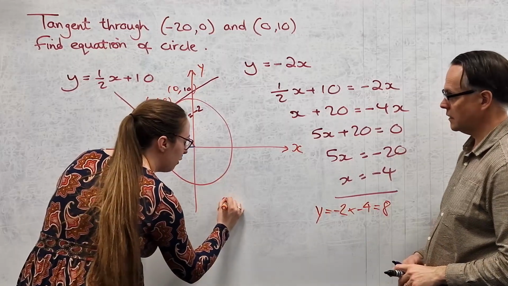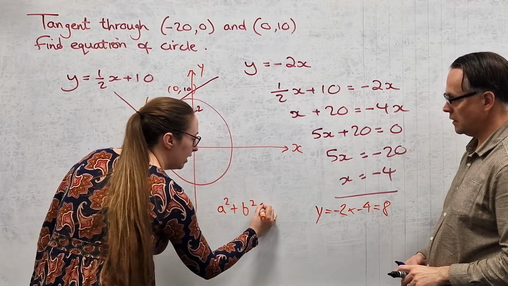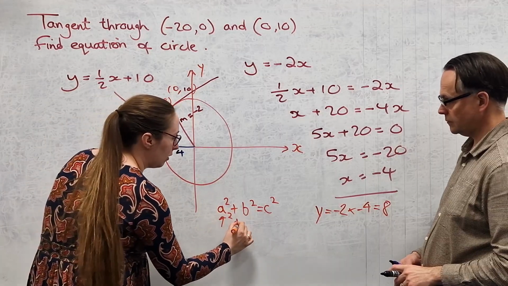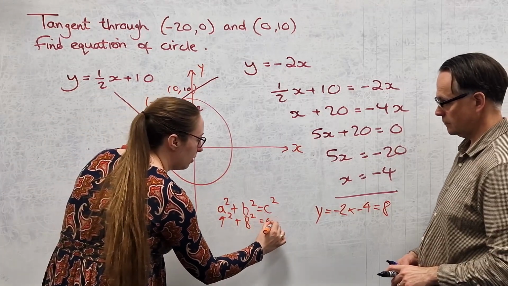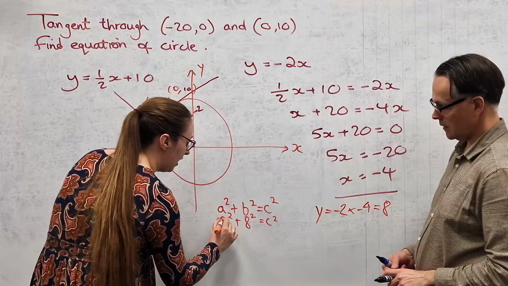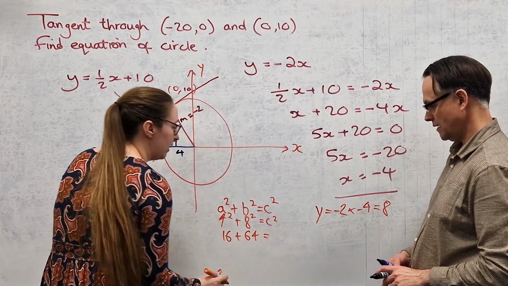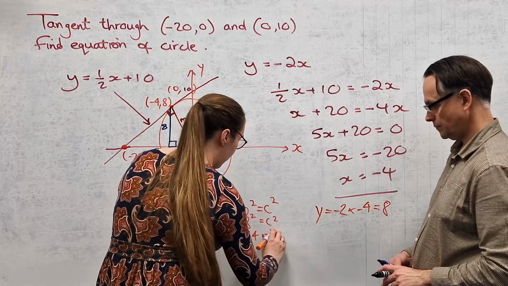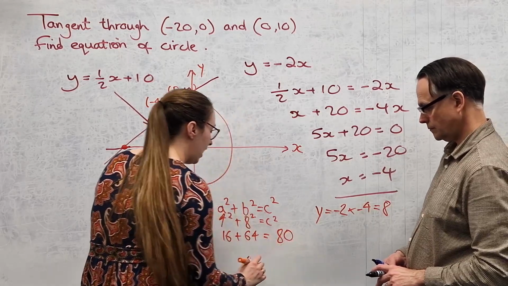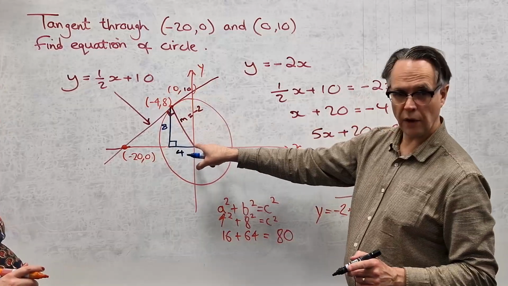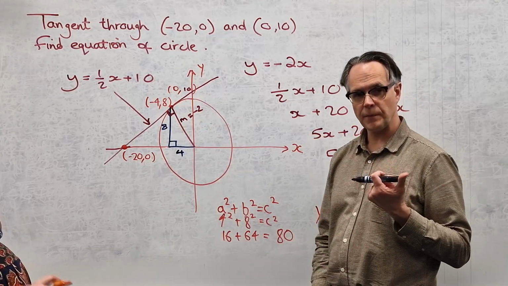Okay, so Pythagoras' theorem is a squared plus b squared equals c squared, where c is the hypotenuse. So we're going to do 4 squared plus 8 squared equals c squared. 4 squared is 16, plus 64. 16 plus 64 is, wow, that took me too long in my head, 80. And if we stop there, because actually, we don't want c, do we? We actually want c squared, don't we? Oh, of course we do.